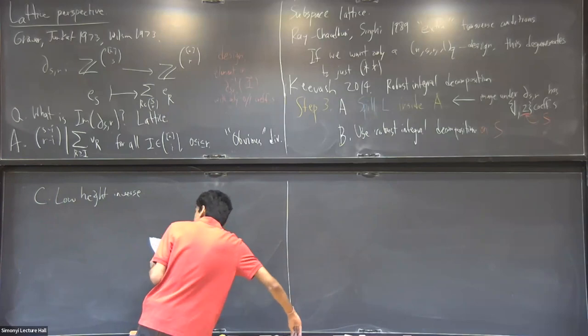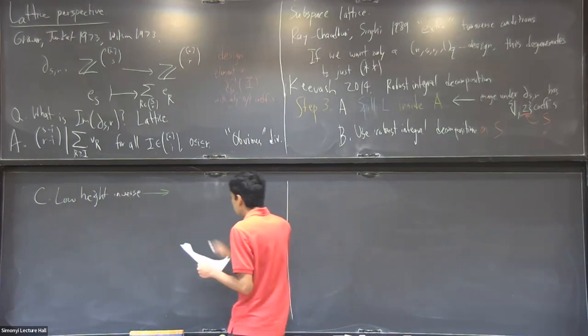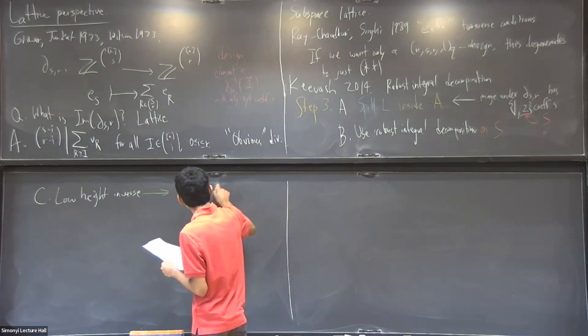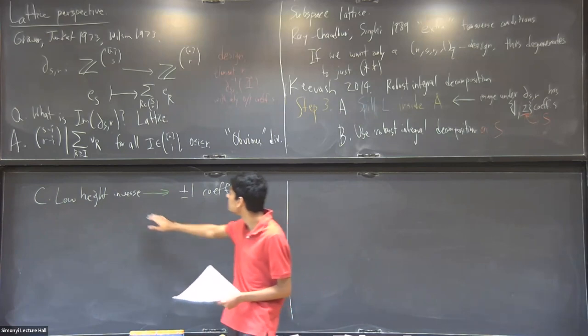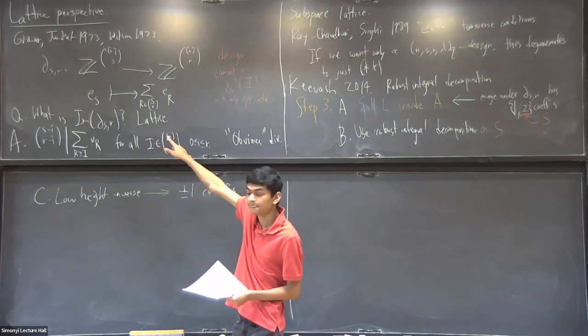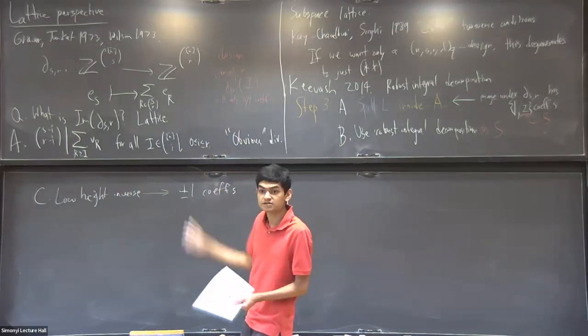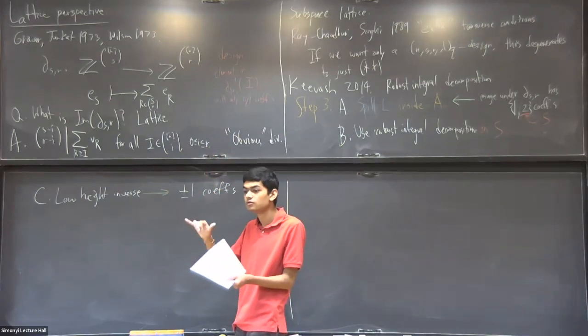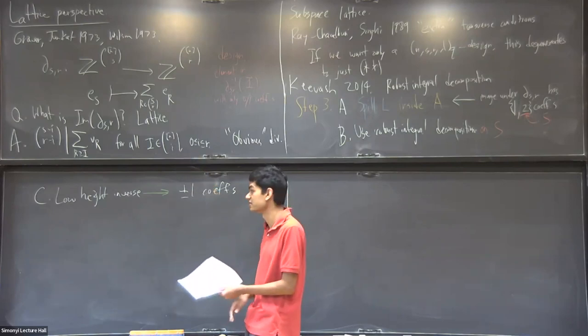But I guess in C, we're going to do an additional step, and we're going to try to make it plus minus one coefficients. So the idea is, I have this inverse over here, and this map is surjective, but not injective. So there are going to be some sort of local kernel vectors of this map, and you can construct them in various ways and convince yourself they exist.